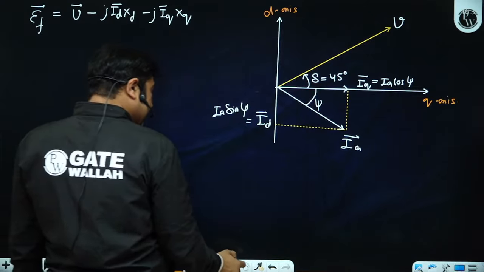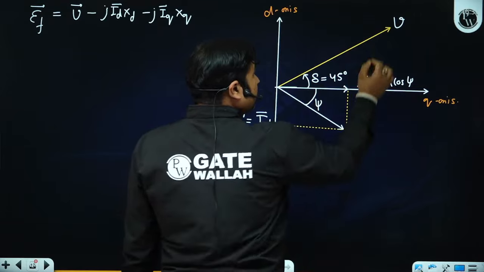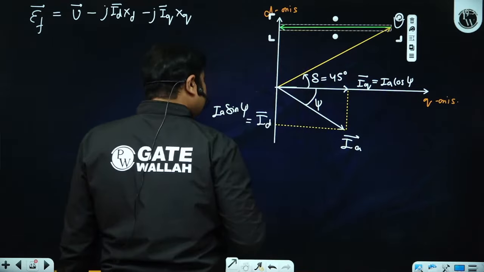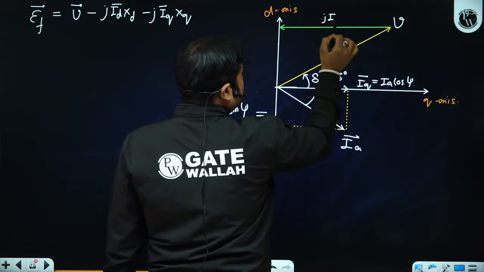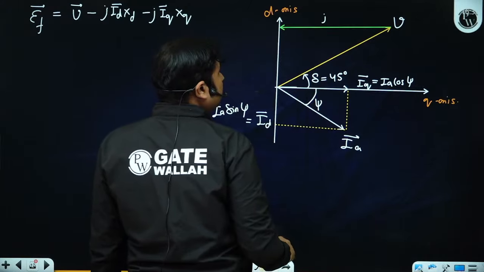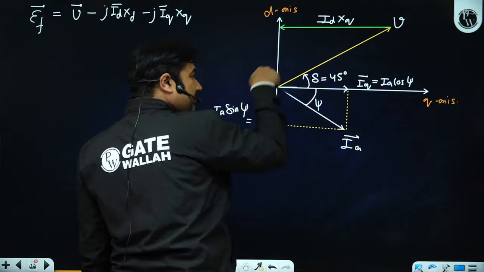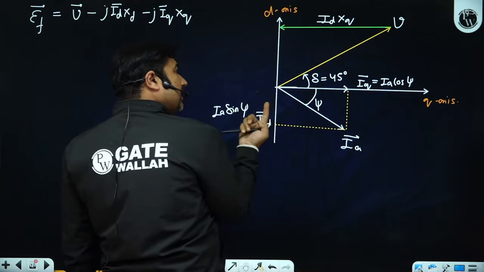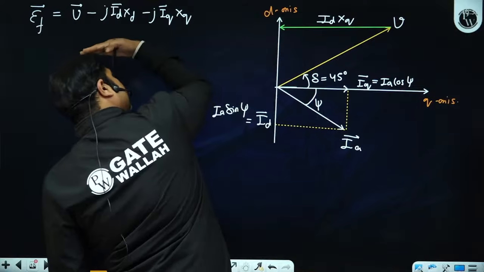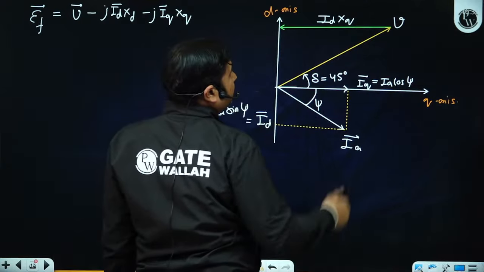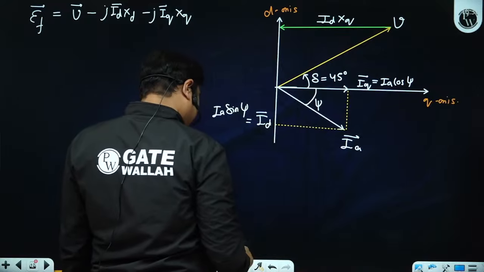So V minus j ID XD would be like this. V minus j ID XD. So this must be your j ID XD. Since I am representing the phasor, I only need to represent the magnitude, but it is definite this is ID. So minus ID is upward and minus j ID XD in the left side. So minus j ID XD and minus j IQ XQ.